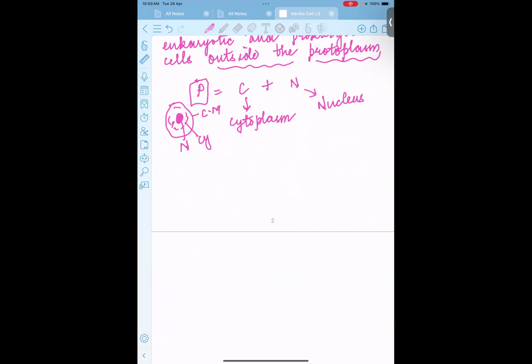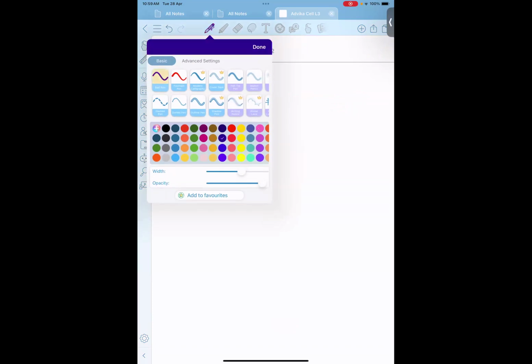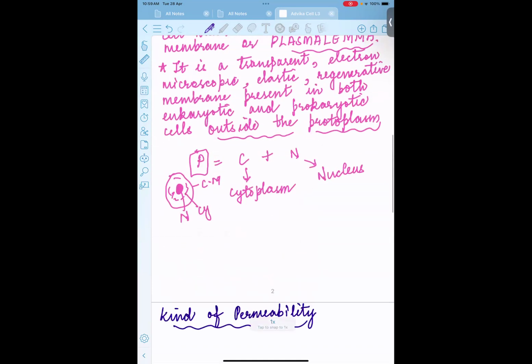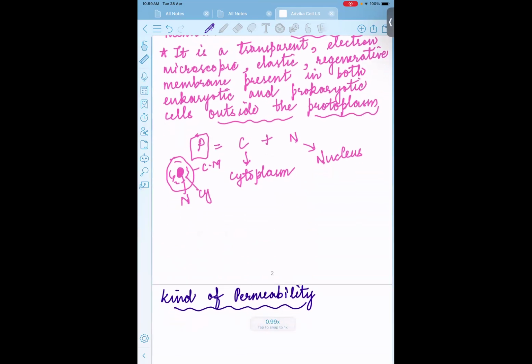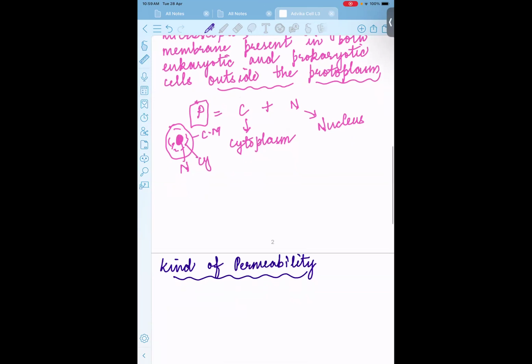Now here there is one word, like I told you earlier, permeability. Ma'am, I have a doubt. Can you scroll it up a little? Over there, P is the protoplasm only, right? Correct. Yes, P here is protoplasm. Protoplasm is equal to C plus N.